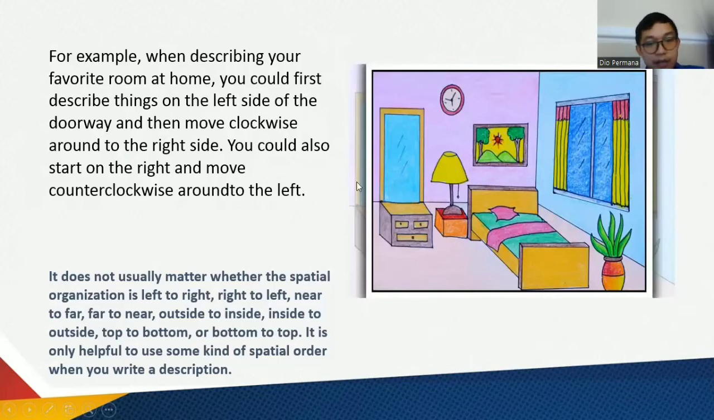spatial order. For example, when describing your favorite room at home, you could first describe things on the left side of the doorway and then move clockwise around to the right side. You could also start on the right and move counterclockwise around to the left. Kalau kalian mendeskripsikan kamar kalian, bisa mulai searah jarum jam atau berlawanan arah jarum jam. You can start by describing the wardrobe, then the lighting, and the clock, then your bed, the picture above your bed, and last the window on the left side of the bed. Jadi ini boleh dari kanan ke kiri, atau dari kiri ke kanan.